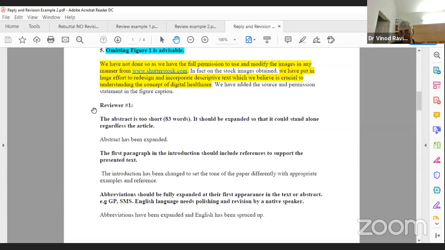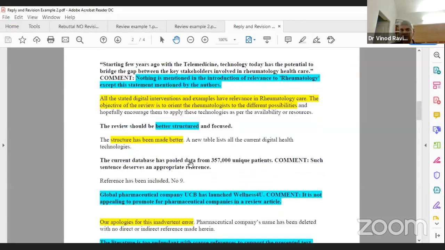Then, taking up each reviewer's comment, breaking it down into several different things. For example, it is said here, abstract is too short. Okay, abstract has been expanded. Then, nothing is mentioned in the introduction of relevance of rheumatology except this statement mentioned by the authors. Okay, so we have to understand what is actually being said, what the peer reviewer wants to convey to the authors. That has to be understood, and it has to be not only replied to, but accordingly the manuscript has to be revised.